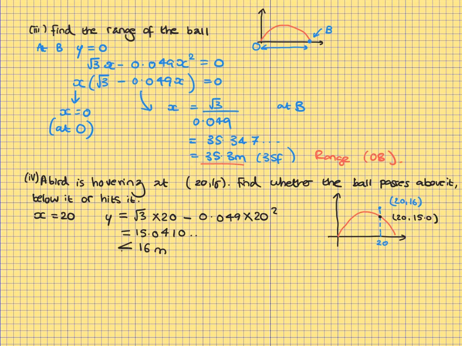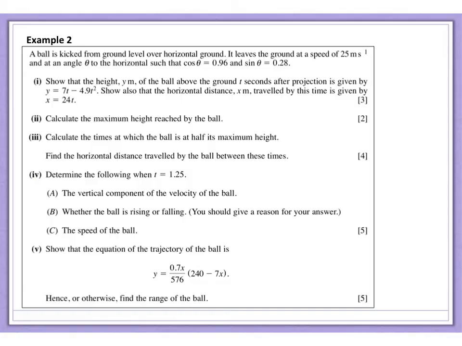So we can say, and it's important that we do actually answer the question, so the ball passes below the bird, and we can also supply a distance. So 16, subtract 15.041, etc., gives us 0.958 to two significant figures, 0.96 metres. So the ball passes below the bird by 0.96 metres.